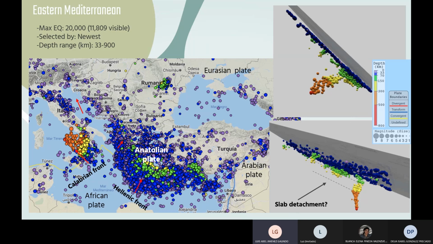The Eastern Mediterranean has 2 main subduction fronts. For example, the first one, the African Plate, produces the Calabrian front beneath the Eurasian Plate. This is beneath Italy, and the deepest earthquake took place at 5,000 kilometers, and we can see it in the upper right 3D image. The Hellenic front records shallower earthquakes because of a lack of the subducting slab beneath the Anatolian Plate, and we can see it in the second 3D image.